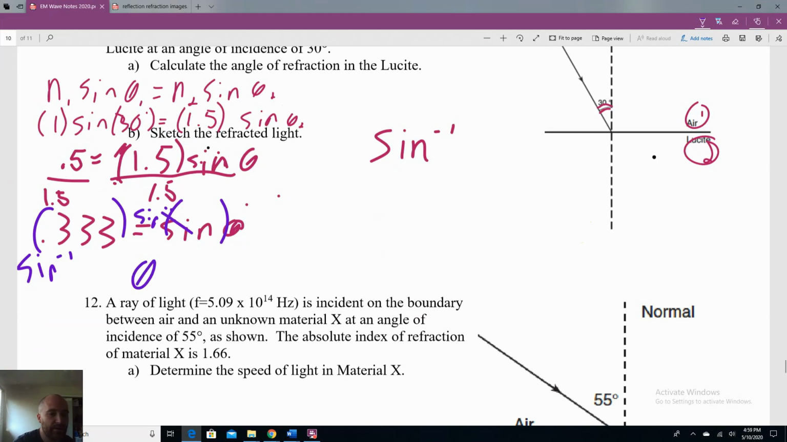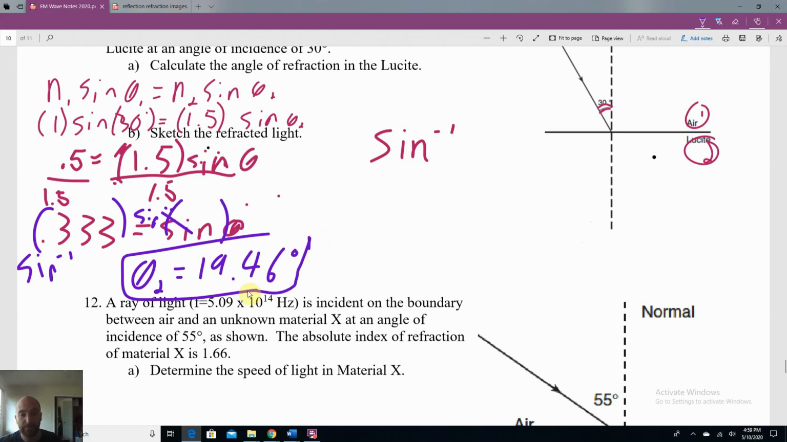So theta 2 equals 19.46 degrees, because it's an angle. And that's it. That's our angle of refraction. So when it says to sketch the refracted light, basically it's going to look like this. And this angle in here is that 19.46. And there we go.